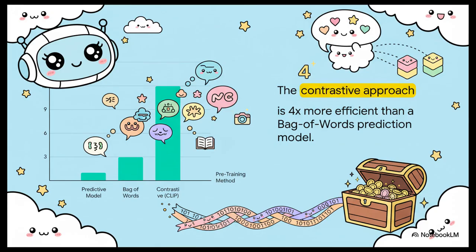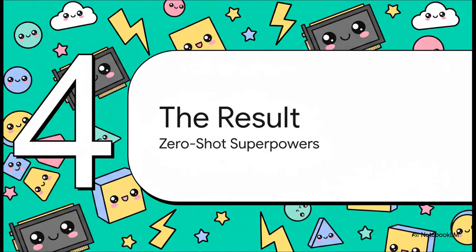That boost in efficiency is exactly what made it even possible to train on that insane 400 million pair dataset in the first place. So, what happens when you let a model play this massive matching game for weeks on end with hundreds of GPUs? What did it actually learn? Well, the results were, honestly, just astonishing.